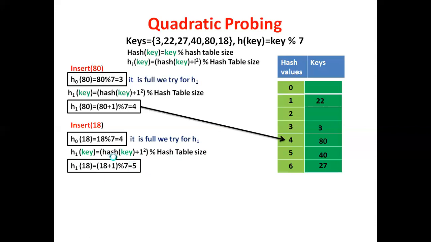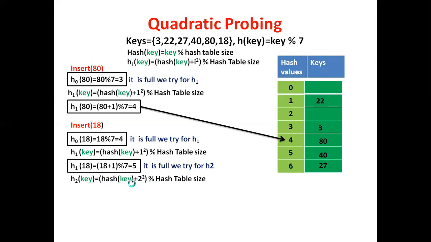Otherwise you can replace hash of key, already you know that is 4. 4 plus 1 means 5. 5 modulus 7 means 5 only. So check whether the fifth bucket is empty or not. The fifth bucket is not empty because the fifth is already filled by key 40. Now try for h2. So h2 of key is equal to hash of key plus 2 square modulus table size.